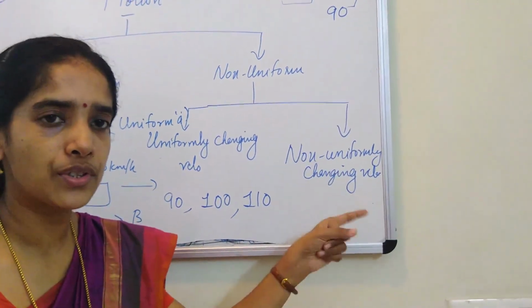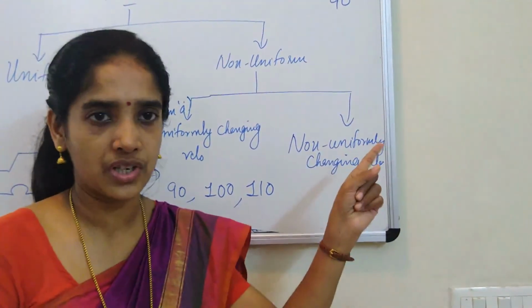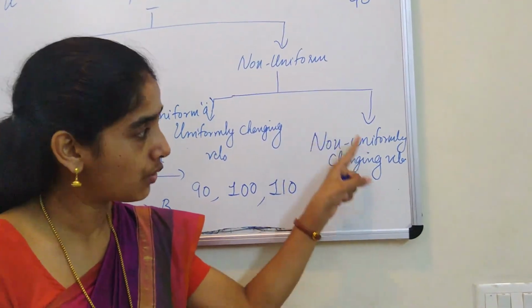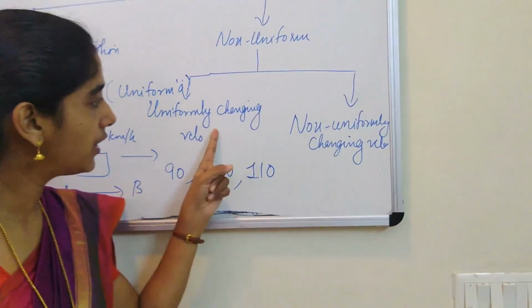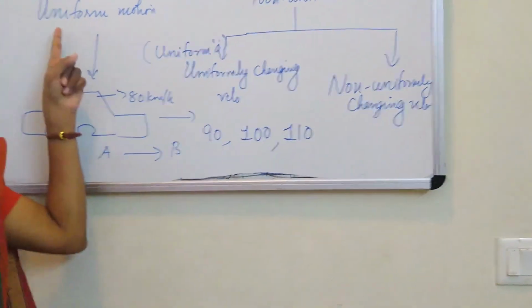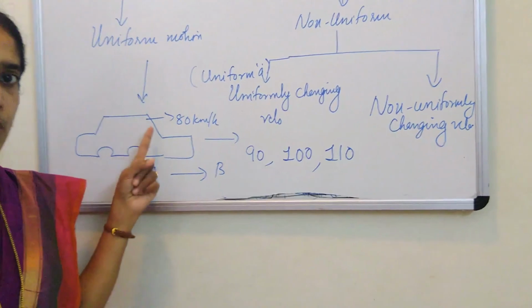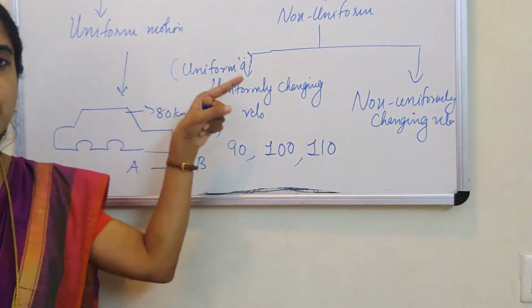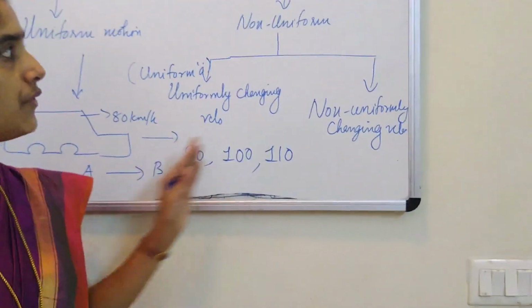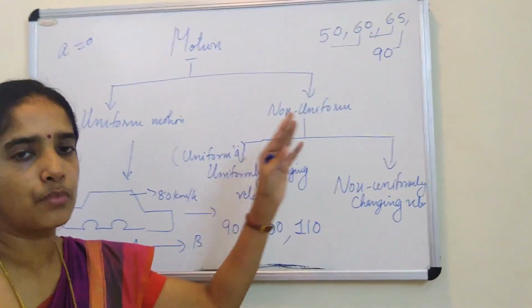Non-uniformly changing velocity means a non-uniform acceleration. Here the object is in non-uniform motion with the non-uniform acceleration. Here, it is a non-uniform motion with a uniform acceleration. And in this situation, the object is in motion but with a uniform motion. That means zero acceleration.